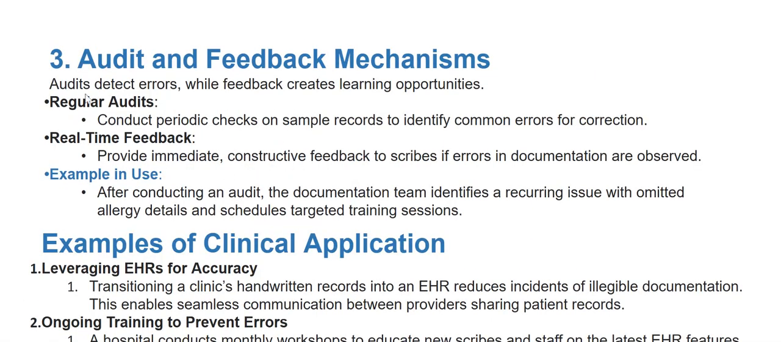Audit and feedback mechanisms. Audits detect errors while feedback creates learning opportunities. Regular audits: conduct periodic checks on sample records to identify common errors for correction. Real-time feedback: provide immediate constructive feedback to scribes if errors in documentation are observed. Example in use: after conducting an audit, the documentation team identifies a recurrent issue with omitted allergy details and schedules targeted training sessions.